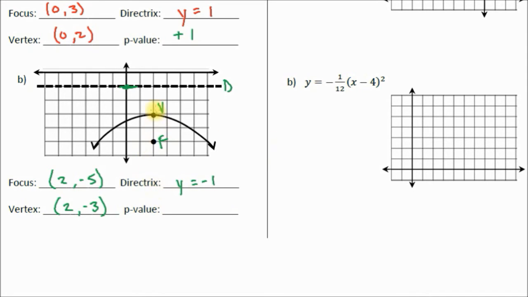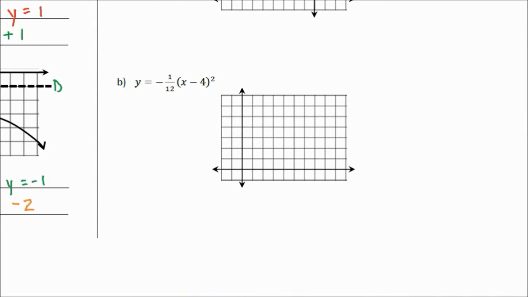And then our p-value is the distance from the vertex to the focus. And that is 2. And this is an upside down parabola. That means our p-value must be negative. So it is negative 2. All right, we've got a little more time. Let's go ahead and see if we can get another question in here.